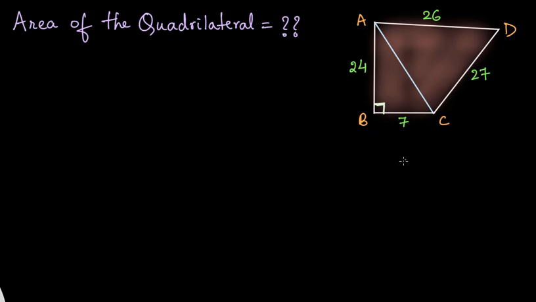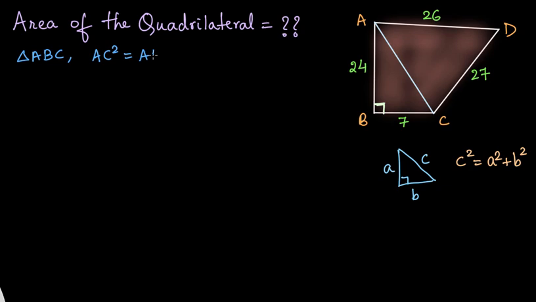What is Pythagoras theorem? I'll just recall it here. If you have a right angle triangle, and if I name the sides as A, B, and the longest side is C, which we call the hypotenuse, then according to Pythagoras theorem, the square of the hypotenuse, that is C square, will be equal to the sum of the squares of the other two sides, that is A square plus B square. So in triangle ABC, the longest side is AC, right? AC is the hypotenuse. AC square will be equal to AB square plus BC square.